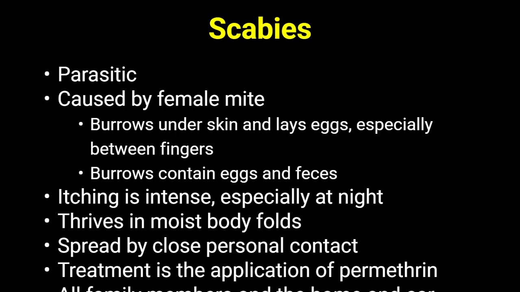Treatment is permethrin 5% cream, which is applied from the neck down in older children and adults. In infants, it is often applied to the entire body, including the scalp, because the head is commonly affected. The cream is left on for the prescribed time, usually 8 to 14 hours, before washing it off. A very important nursing teaching point is that everyone in the household and other close contacts should be treated at the same time, even if they do not have symptoms.